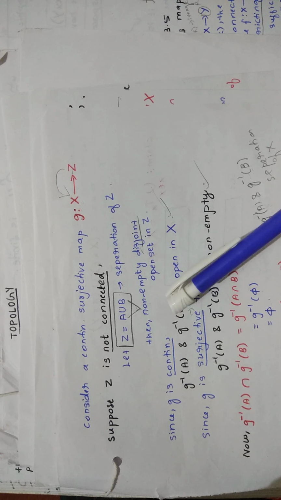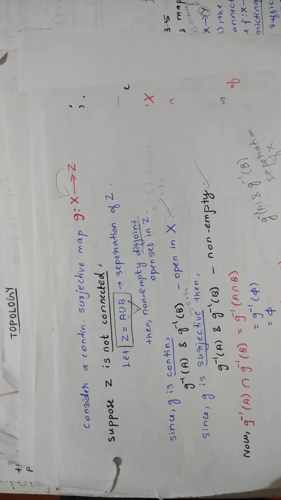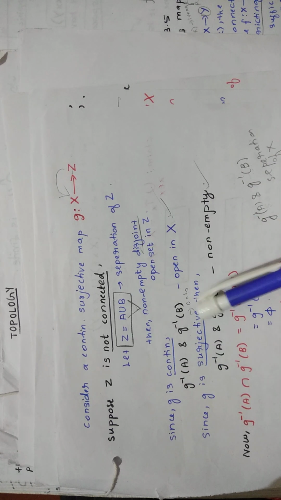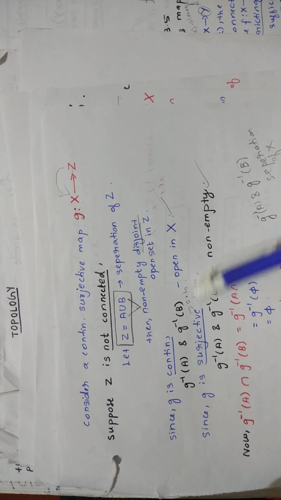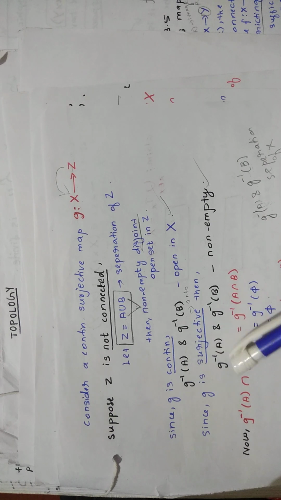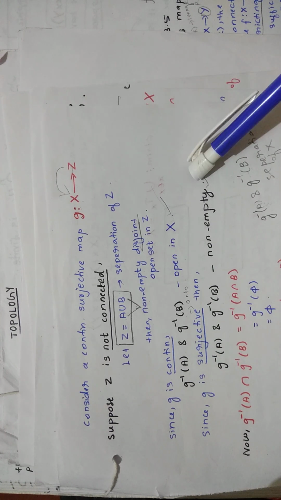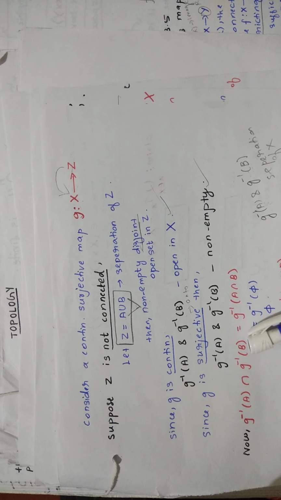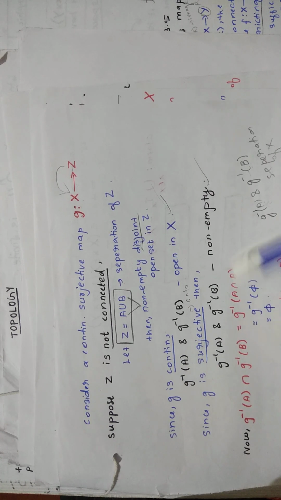You will learn about it in our second unit, I think. Second or third unit you will learn, and you will have more theorems regarding continuous. Here g is continuous, so you can say g inverse of A and g inverse of B are open in X, and g is surjective. From this you can say g inverse of A and g inverse of B are non-empty, and then you will find the intersection of g inverse of A and g inverse of B.